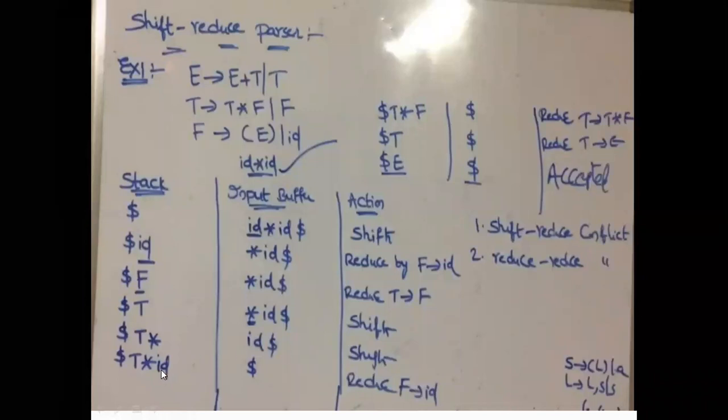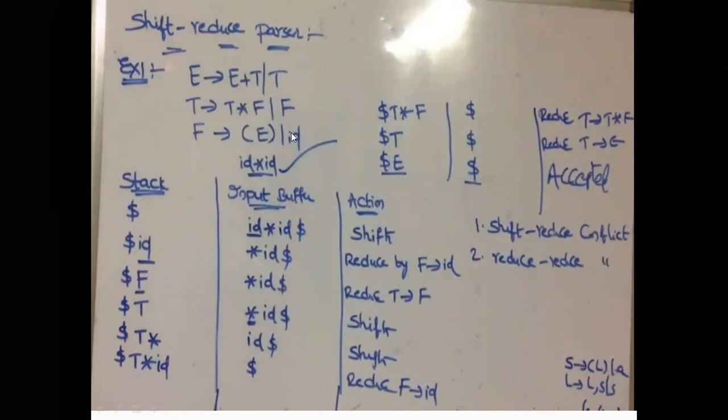So here this ID is replaced with F. Then we are having T star F. In the input buffer we are having only dollar. So in this statement we are having the reduce problem. So what does reduce problem mean?